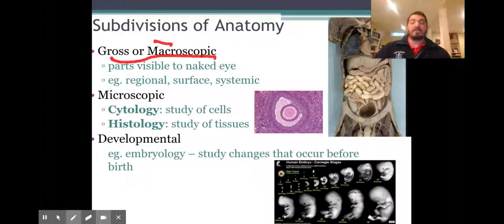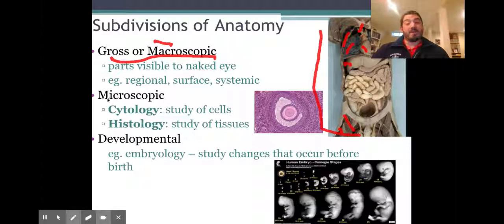And we can see this on a regional level, at the surface, a systemic level. A great example here would be this cat cadaver we see here. You could see all sorts of different organs just without a microscope, without really digging into it. You could see it with the naked eye. We could see intestines. We could see stomach. We could see lungs. We could see a heart. We could see a trachea. We could see ribs. We could see a pelvis. We could see muscles, okay? That's all gross anatomy, or macroscopic, things we could see with the eye.